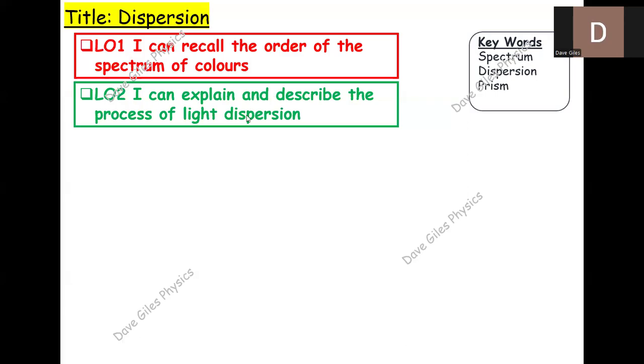Hello again, it's David Giles here for the next lesson of Cambridge International Education IGCSE Physics, Unit P3 Waves, and today we are looking at dispersion of light. So I want you to recall the order of the spectrum of colours, sometimes known as the order of colours of the rainbow, and explain and describe the process of light dispersion.